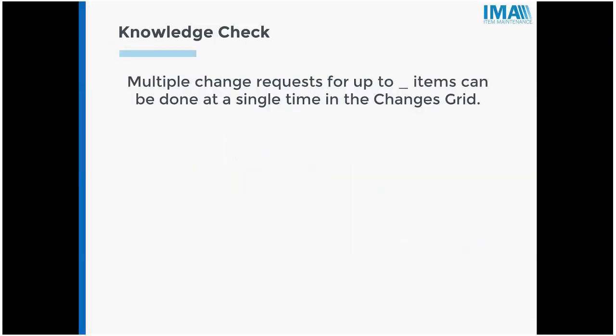Alright, quick knowledge check. Multiple change requests for up to how many items can be done at a single time in the changes grid? Up to 50 items at a time can have change requests created in the changes grid.